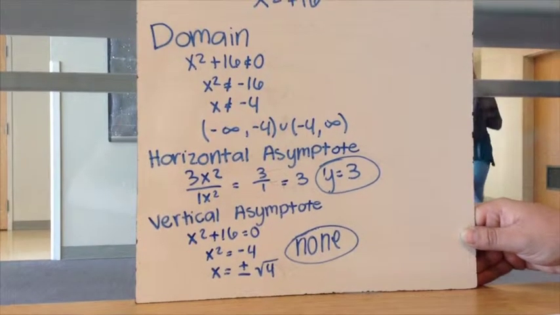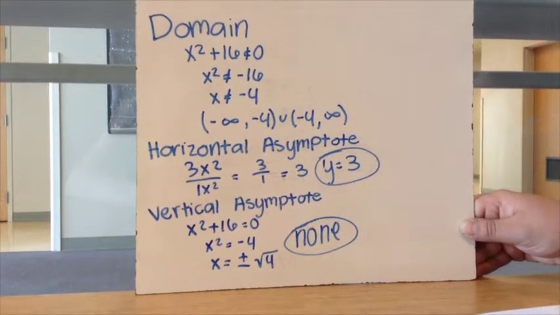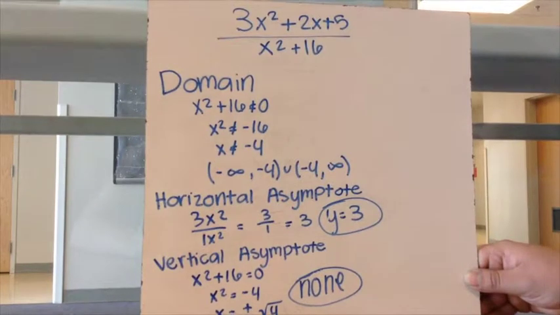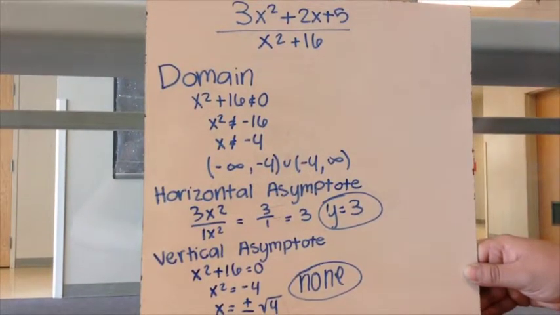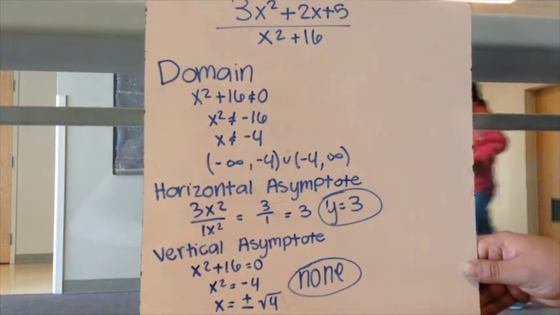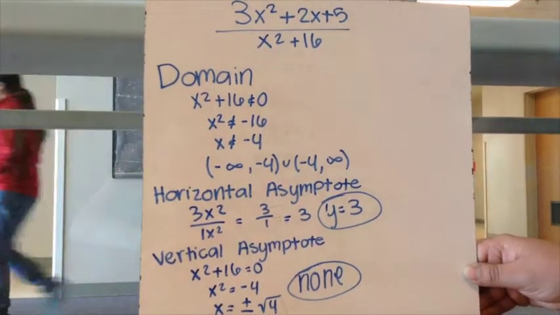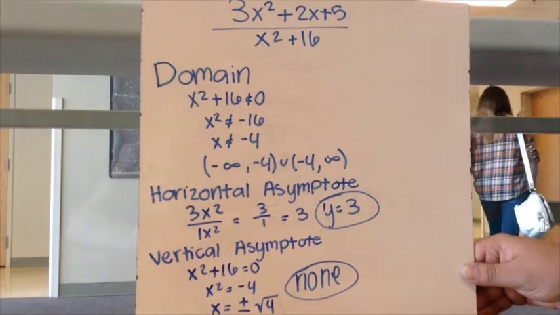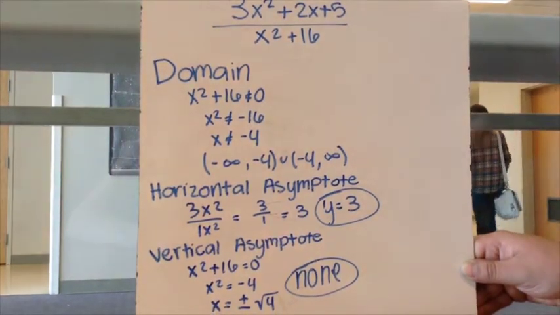For the horizontal asymptote, you would first look at the degree of the exponents in the numerator and denominator. If the numerator and denominator have the same highest exponent, then it's a ratio of the two coefficients. And for the vertical asymptote, since the highest exponents are the same, there will be no vertical asymptote.